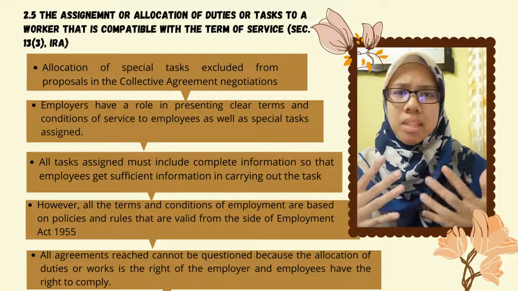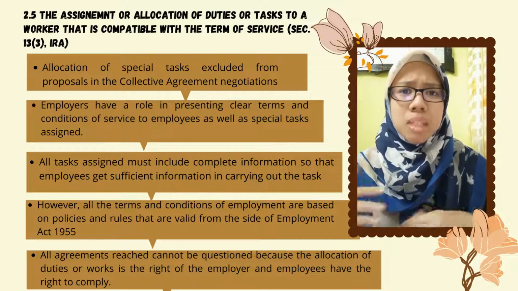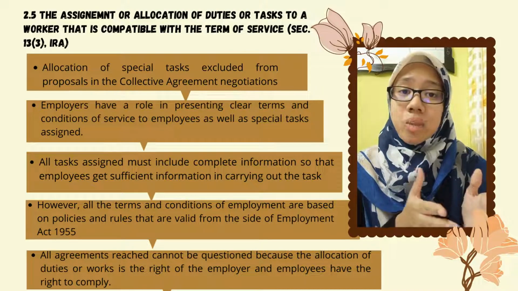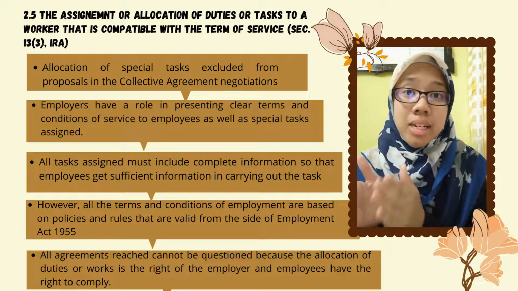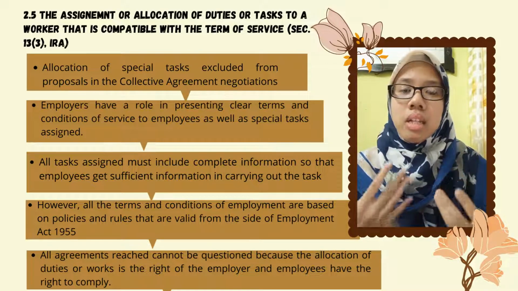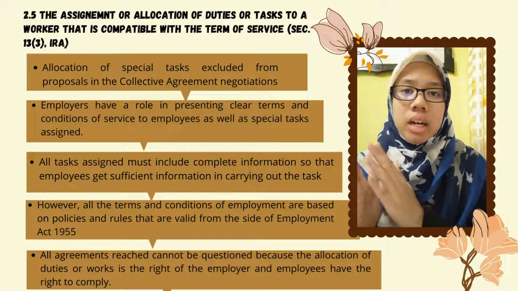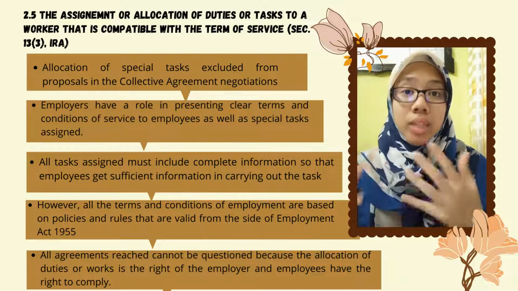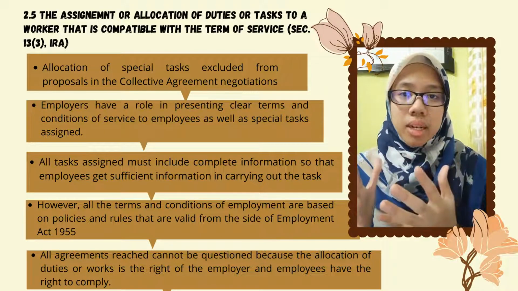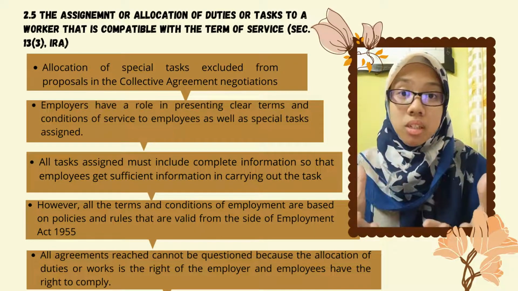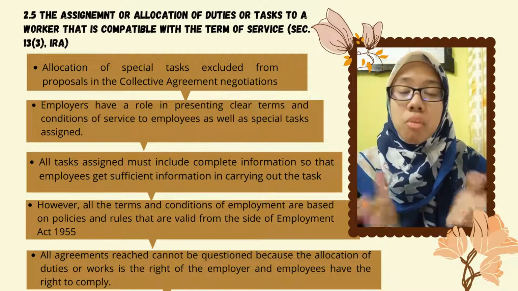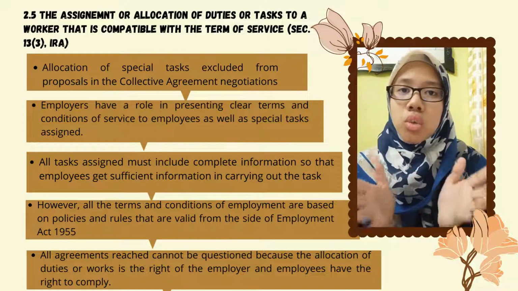These matters cannot be touched or disputed by the trade unions. It means that employers must present the employees with explicit terms and conditions of employment, as well as any particular tasks that may be allocated. All these tasks must be provided by the employers with complete information, so that employees have enough information to perform them. Okay, they know what to do, they know their jobs.